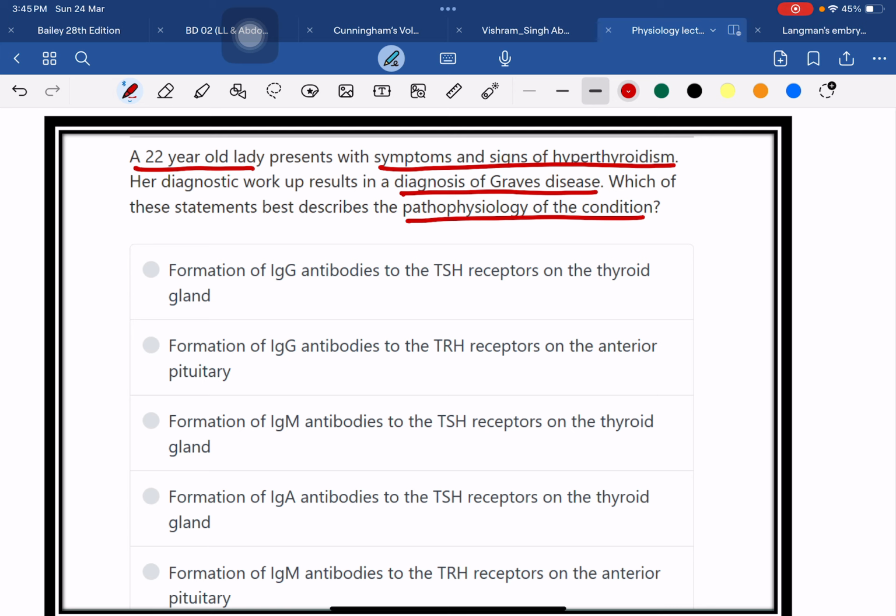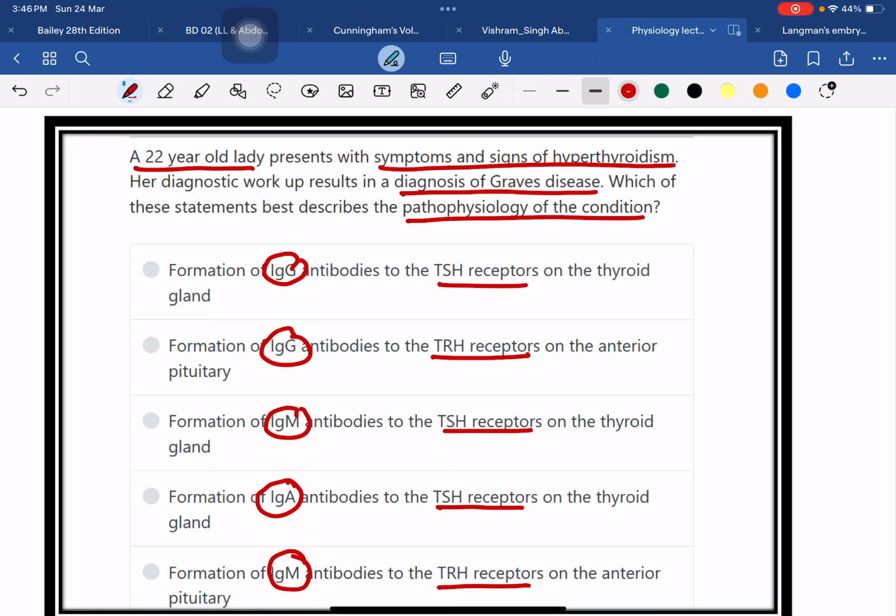Here are the options: formation of IgG antibody against the TSH receptor, formation of IgG antibody to the TRH receptor, formation of IgM against the TSH receptor, formation of IgA to the TSH receptor, formation of IgM antibody to the TRH receptor. So what is the actual pathology?